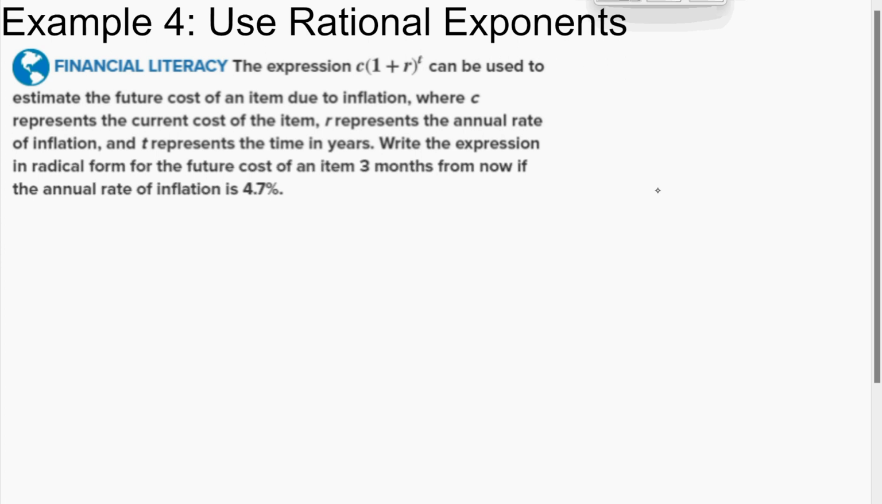In example 4 here, we're using rational exponents. So basically, I want to rewrite this as a rational exponent. Or actually, this one I want to rewrite in radical form. So if I read, that would be helpful. So we have this expression, C, which represents the current cost of an item, okay?